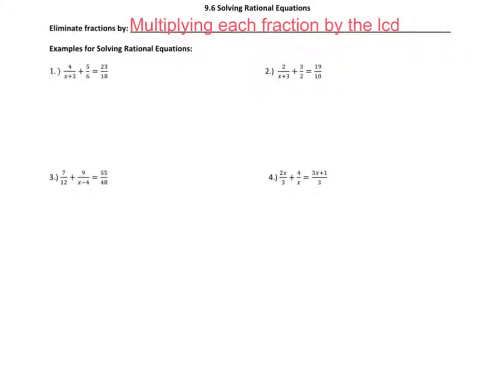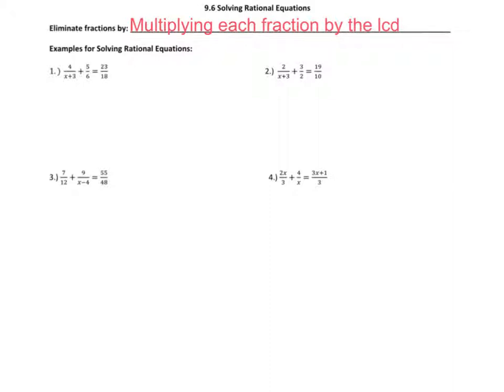When we're solving rational equations, the way that we're going to eliminate our fractions, and that's our goal on all of these, is to multiply each fraction by the least common denominator, or LCD. You guys are familiar with that from section 9.2. So let's take a look at number 1. We want to figure out what the least common denominator is.